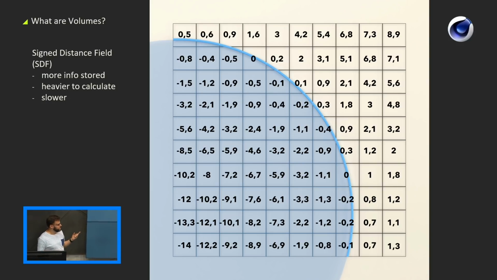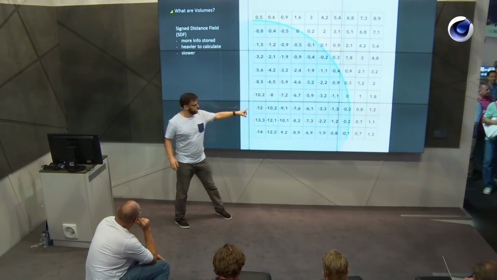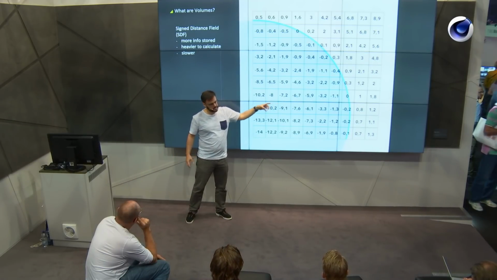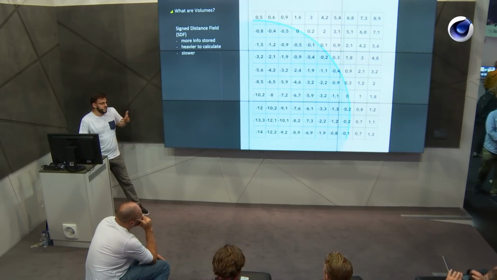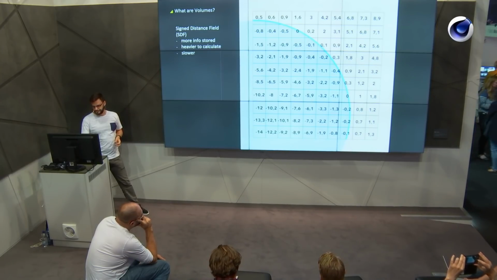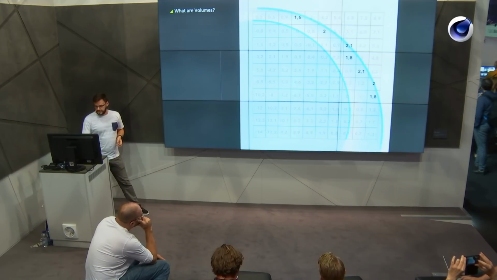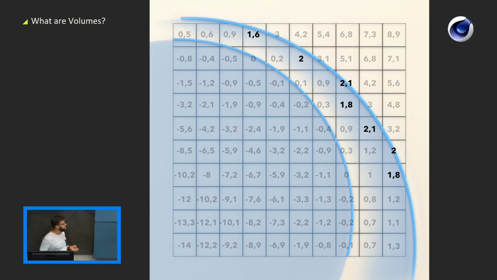You've got more information, so you can do more to your grid because you know more about what your scene is all about. But of course, this is heavier to calculate because for every grid cell, you need to calculate the distance first before you save it. So this is slower to generate as a grid. All right, what can be done with that kind of information?